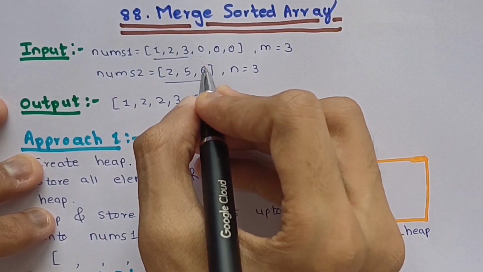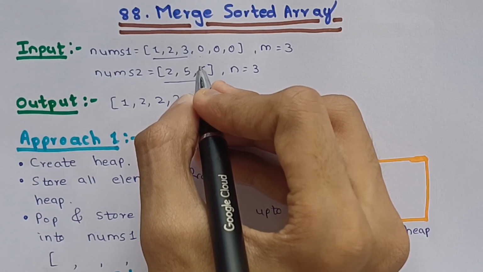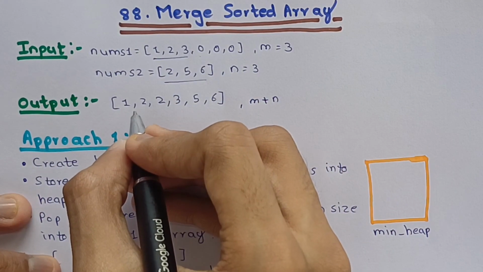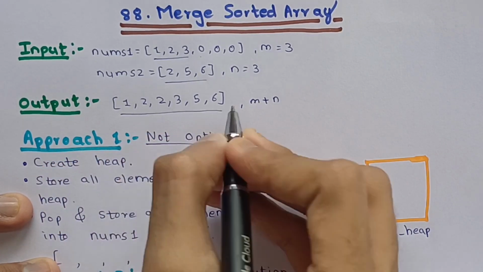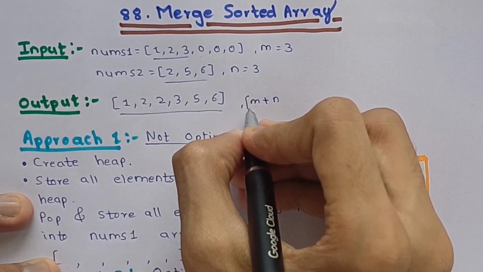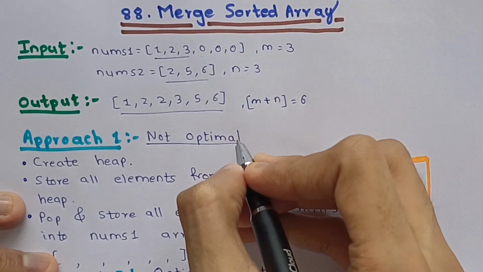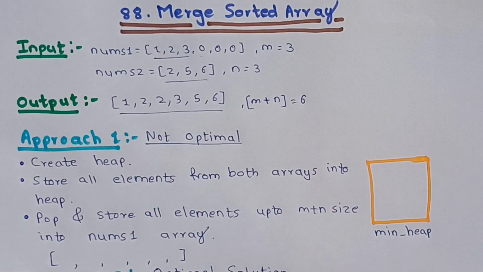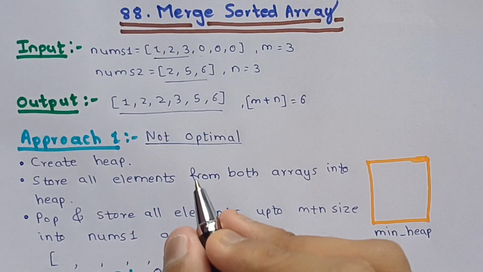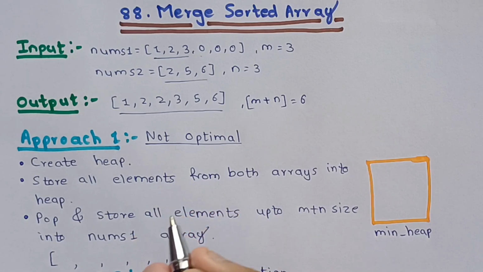We have to merge these two sorted arrays, and after merging it should look like a sorted array only. So after merging it will look like 1 2 2 3 5 6, which is of size m plus n, which is equal to 6. So this is a very simple problem. We have to merge two sorted arrays, and we have very simple approaches because the arrays are sorted. So let's understand the approaches.